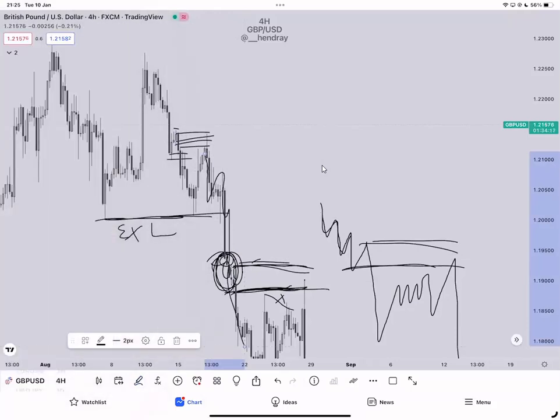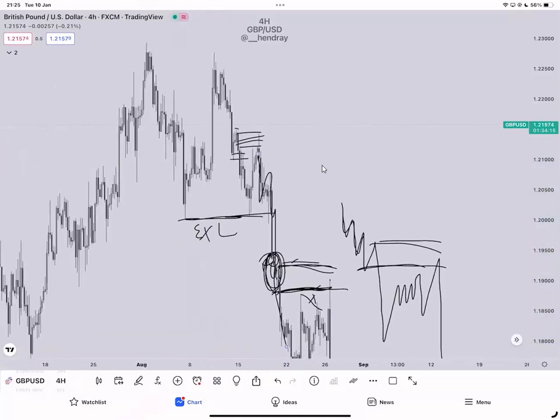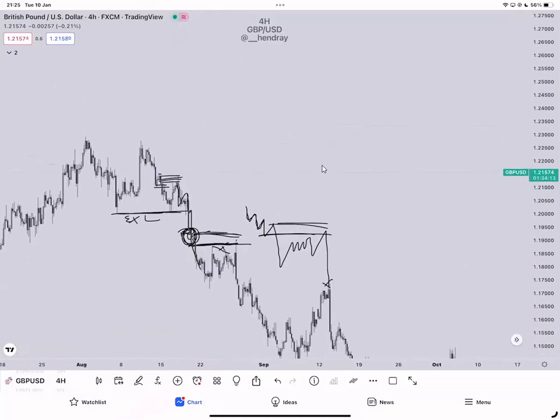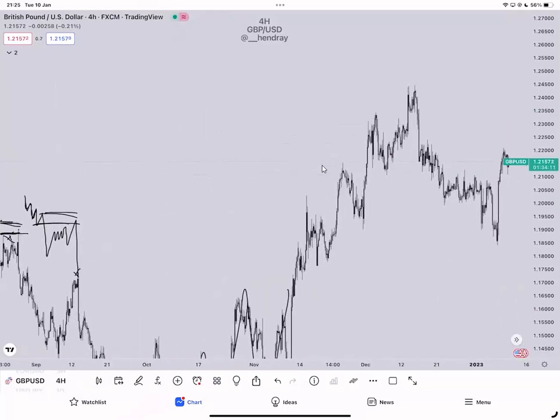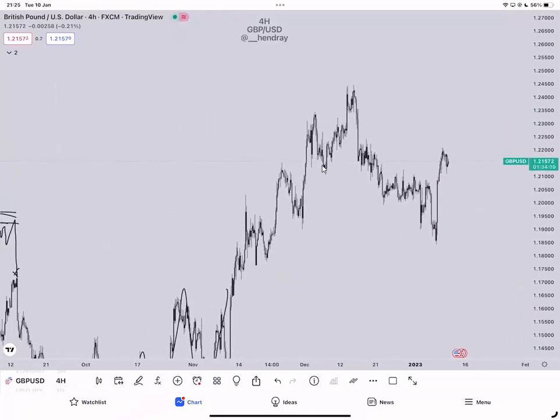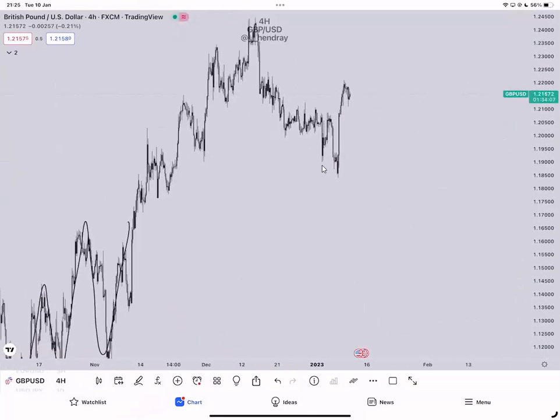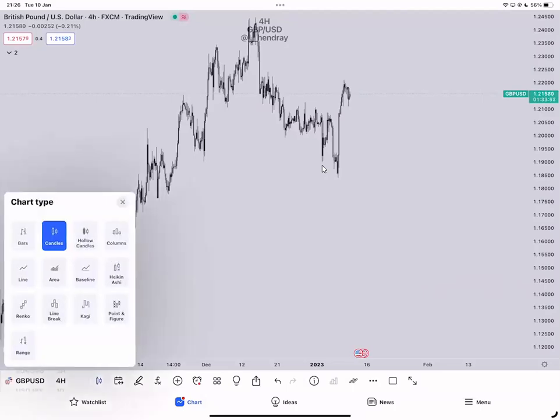So what is an imbalance? It's very simple. An imbalance shows inefficiency in the market. You will still understand the beauty of imbalance later. It is one of the most important things in the market. Very, very important. Inefficiency. Okay, so let's look at the imbalance that we have.